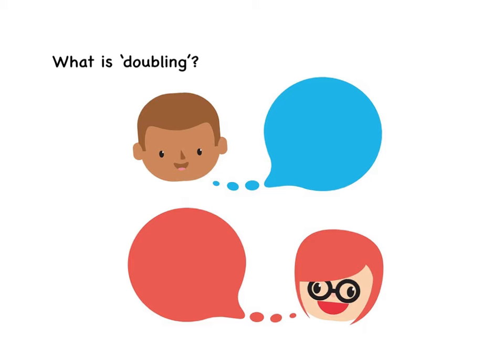Okay, have you had a little think? To get a double of a number, we add the same number to itself. For example, double 2 is 2 plus 2, which makes 4. So double 2 is 4.